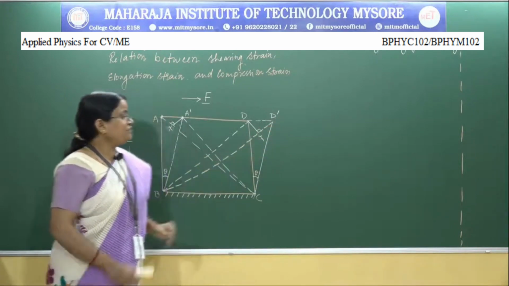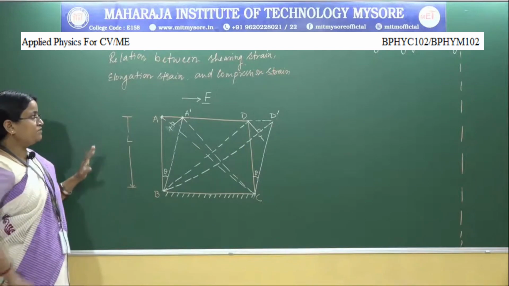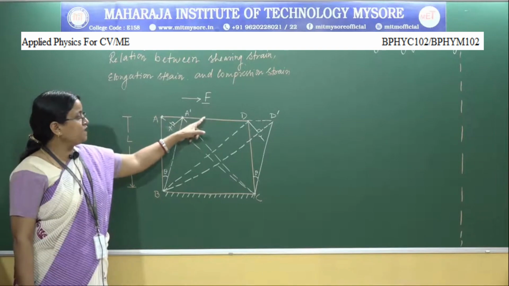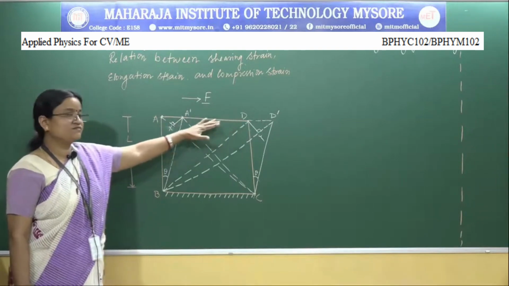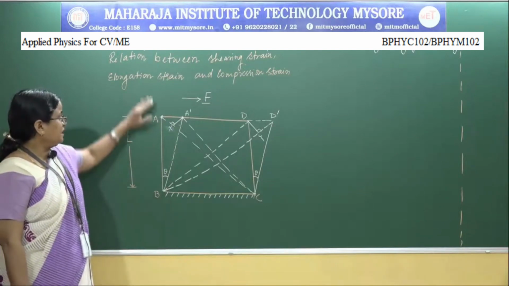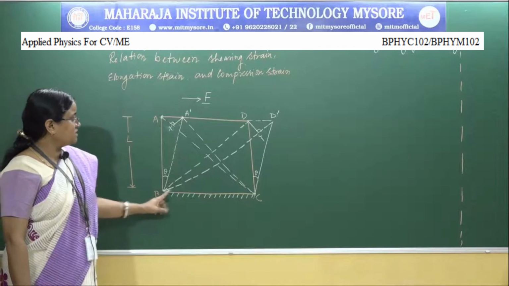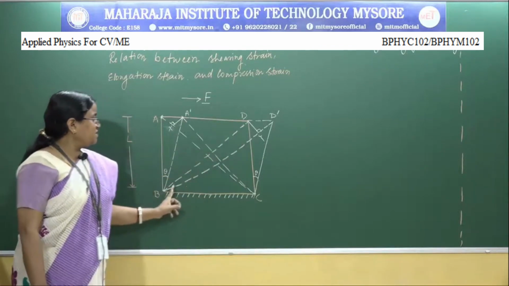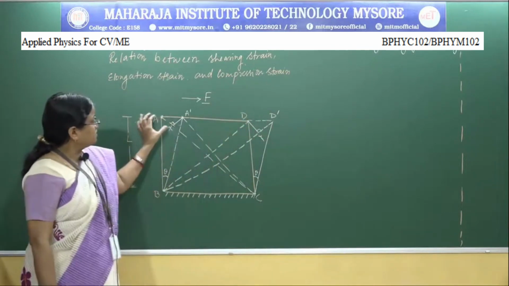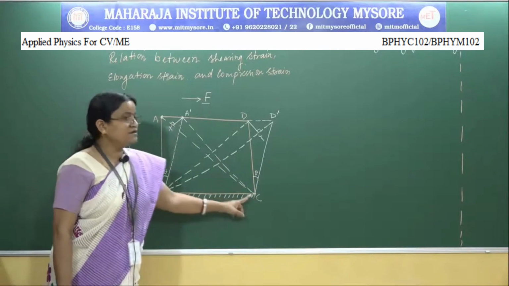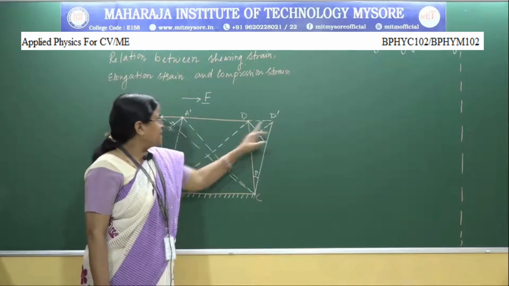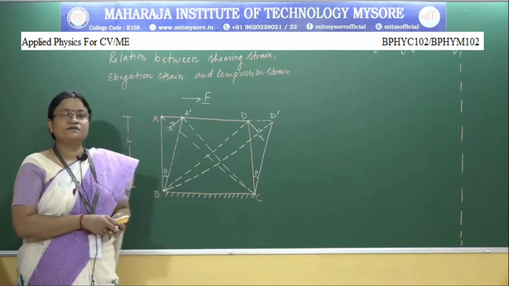So we now have to find the relation between the shearing strain, which is due to the force applied tangentially on the upper surface of the cube when the bottom surface is fixed, and the elongation strain, which is in BD, where the elongation is YD dash, and the compression strain, which is AX in AC. So now we have to find YD dash and the value of AX.